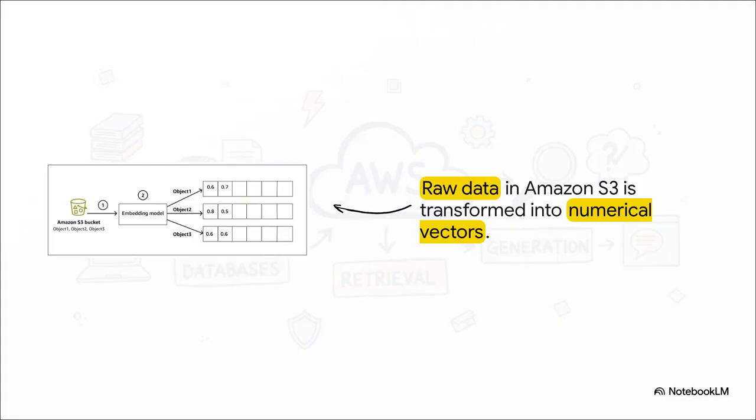It's actually pretty brilliant how this embedding process works. You take raw data, text documents, PDFs, images, whatever's sitting in your Amazon S3 bucket, and you pass it through an embedding model. That model transforms your human-readable content into arrays of numbers, vectors. Each document becomes a specific coordinate in this massive, continuous, multidimensional space. So words or concepts with similar meanings, they're literally mapped closer together in that space.